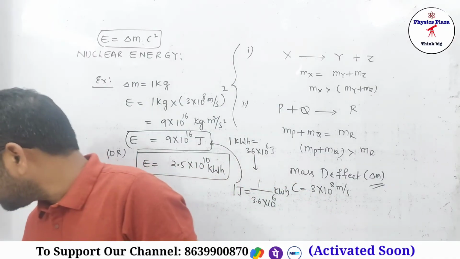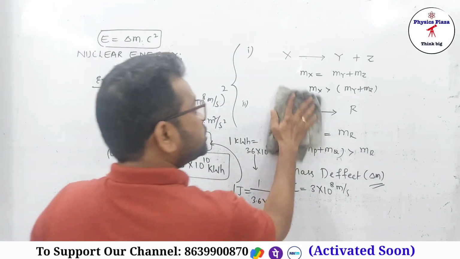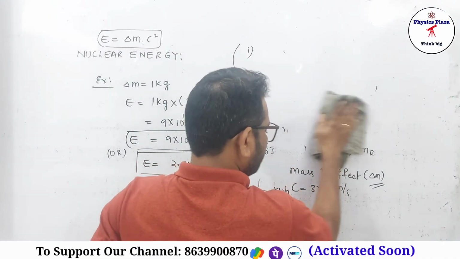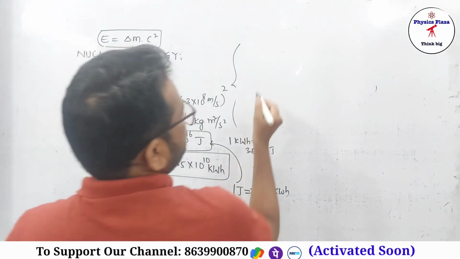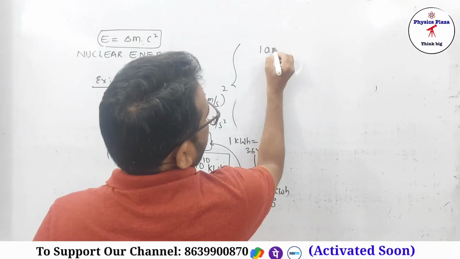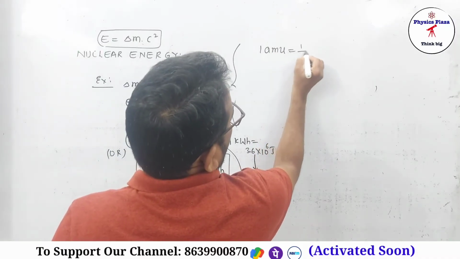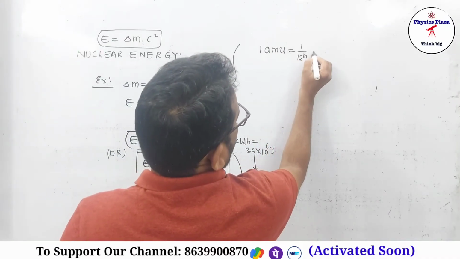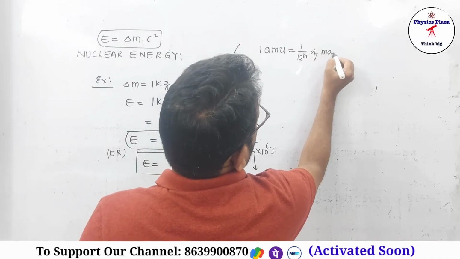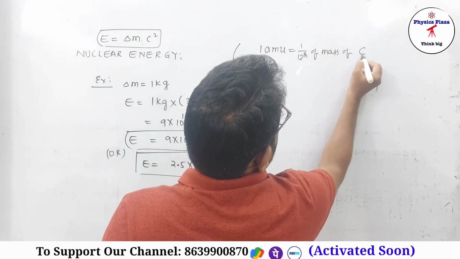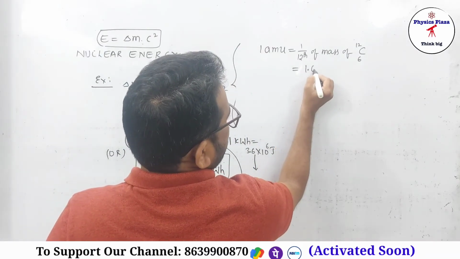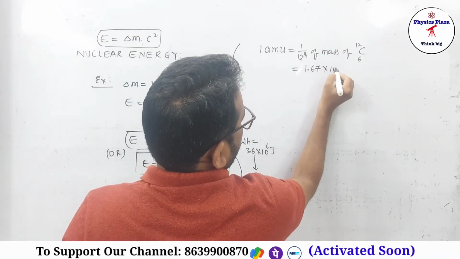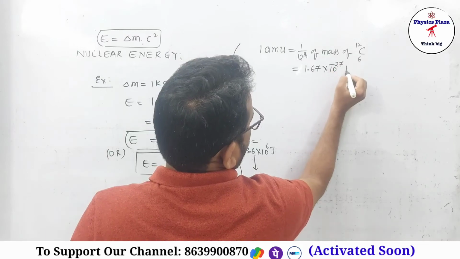So the mass of the subatomic particles we express in terms of AMU. What is AMU, children? 1 AMU is nothing but 1/12th of the mass of C-12, which is equivalent to 1.67 × 10^-27 kg.